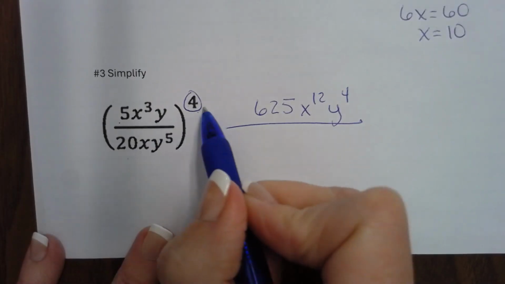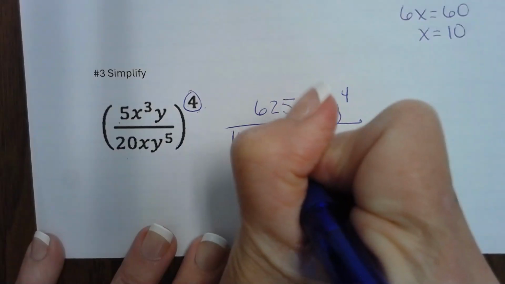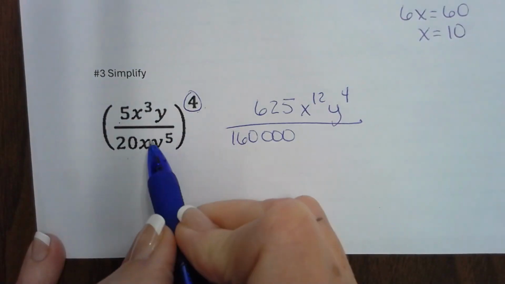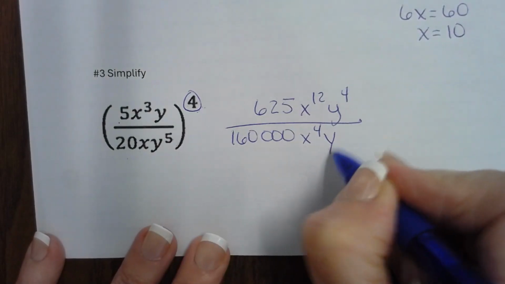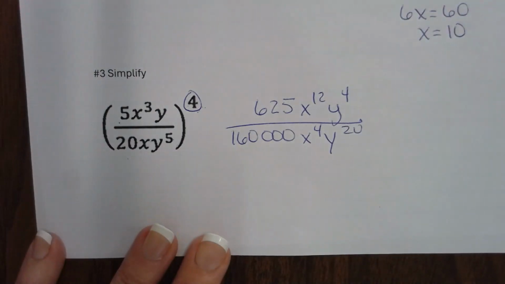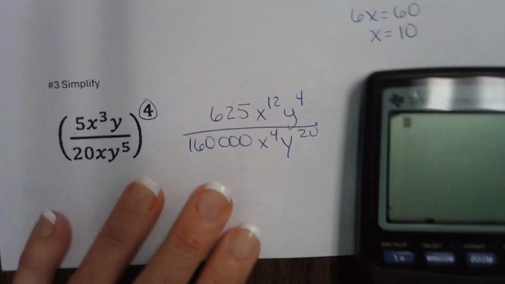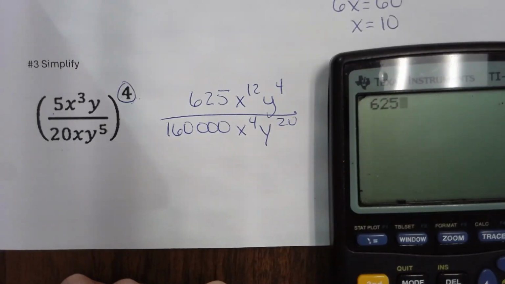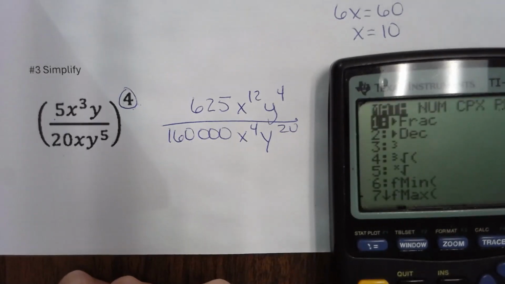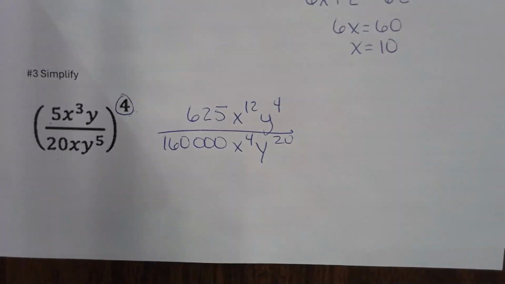I've got 20 raised to the 4th power. 160,000. I'm multiplying powers again, so that's going to be x to the 4th, y to the 20th. Okay? So now, it's a division problem. I am going to divide coefficients, so that's 625 divided by 160,000. I'm going to do math, frac enter, and I get 1 over 256.